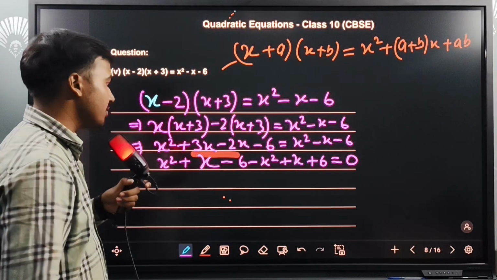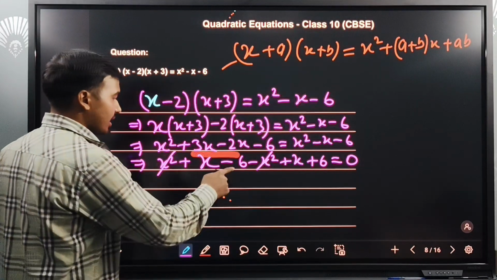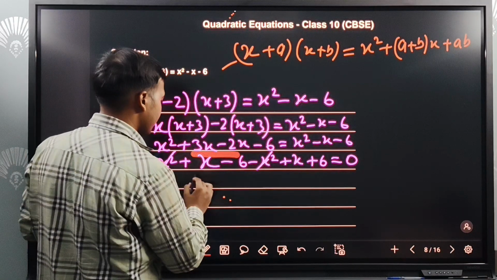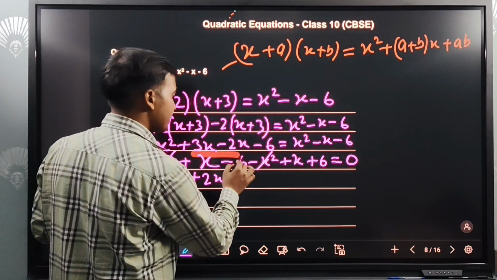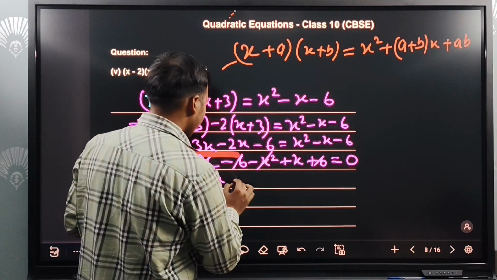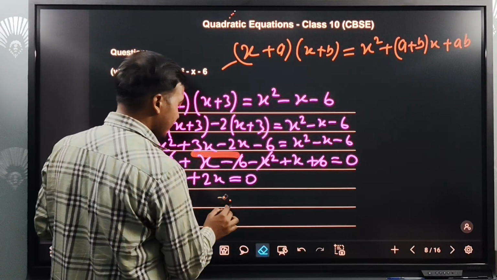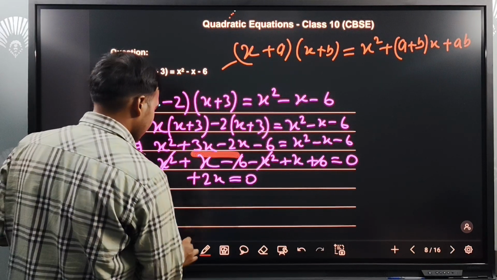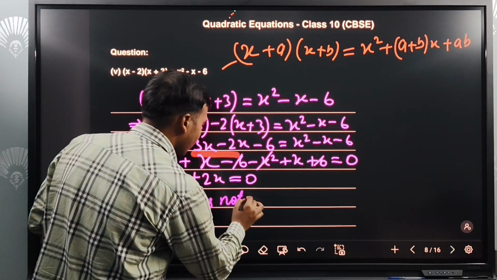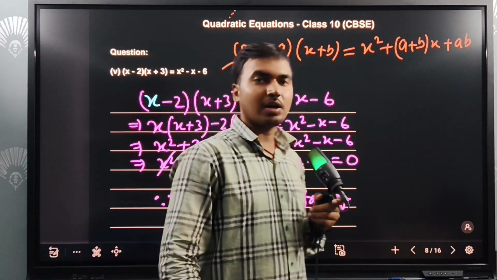So you can solve the like terms. You can see over here that x square and minus x square cancel out with each other, because one is positive and another is negative, and x plus x you will get plus 2x, and minus 6 and plus 6 will cancel out, and plus 2x will be equals to 0. So here we can see that this is not of the form ax square plus bx plus c. Now here we can write that since it is not of the form ax square plus bx plus c.